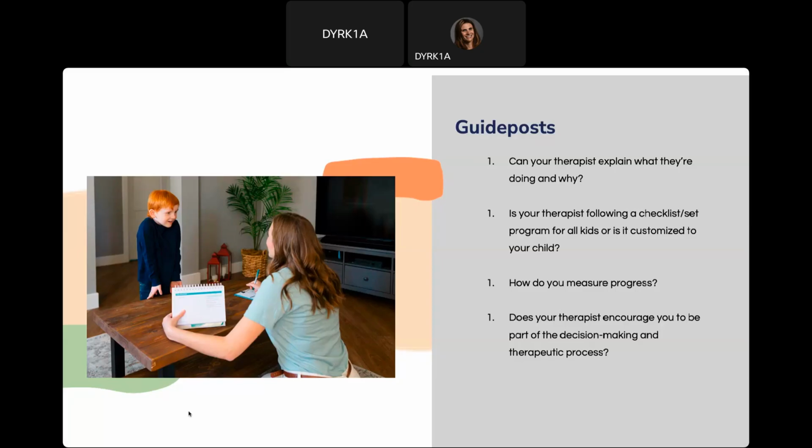Is there an occupational therapy or physical therapy referral that needs to be made? Do I need to change my treatment method? Do I need to incorporate another system? Do I need to work more with the family to do homework? So it's good to know where we are at with progress. And then, does your therapist encourage you to be part of the decision-making therapy process?